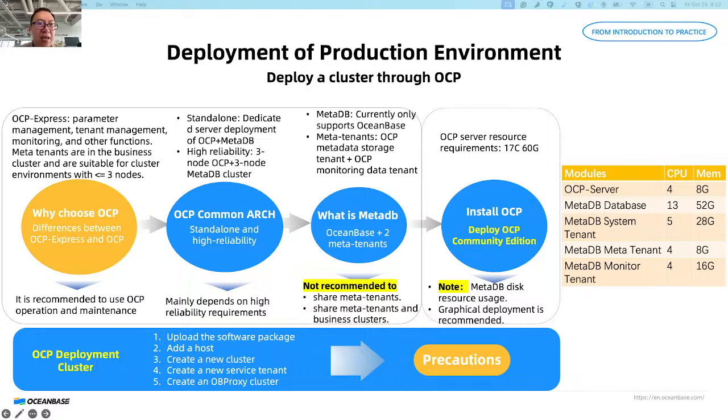The third one is OCP. What are the server resource requirements for OCP? There is a simple template. Our cluster is 17 CPU cores and 60 GB memory. For specific resource allocation, please refer to the table next to it. During use, please pay attention to MetaDB disk resource usage. At the same time, we recommend GUI deployment. You can refer to their steps to use OCP to deploy a cluster. At the same time, there are some preparations that we will introduce.